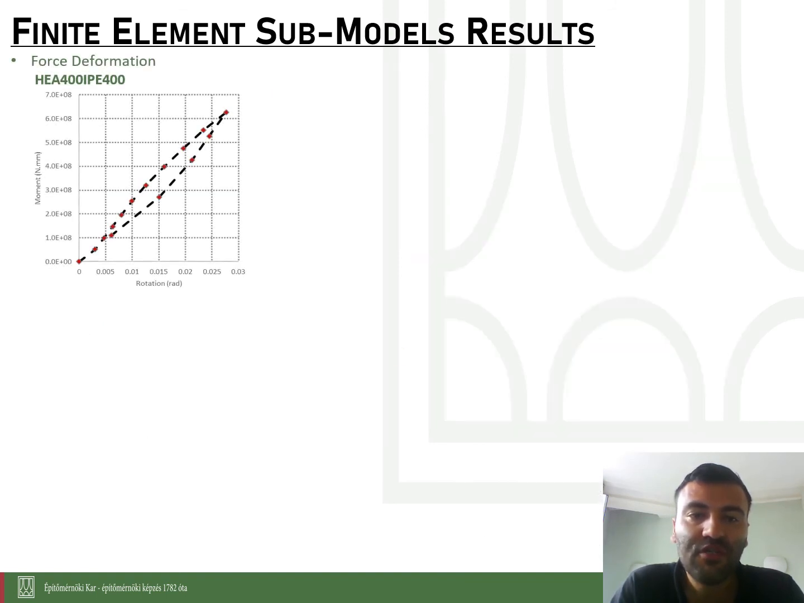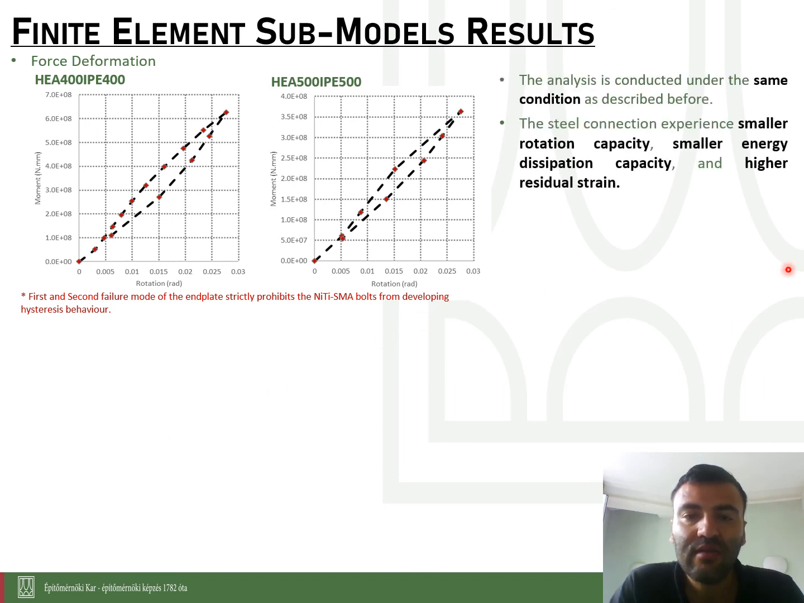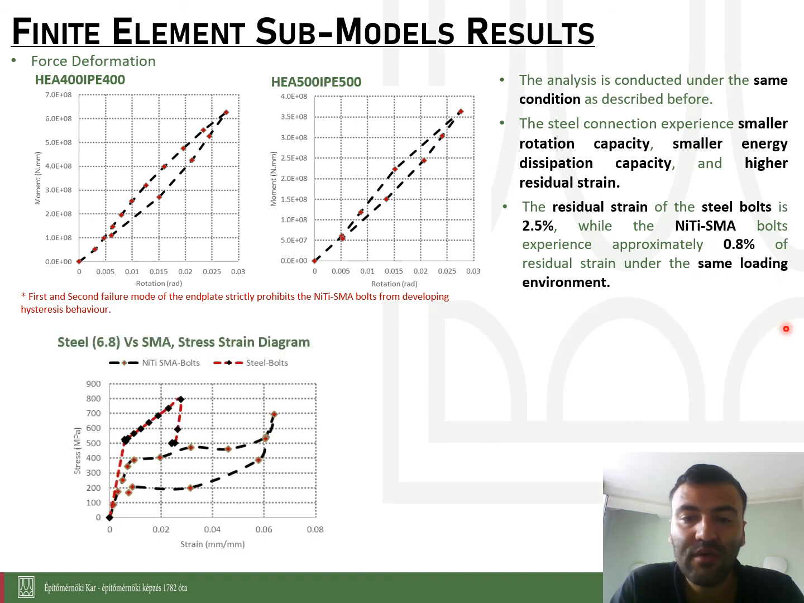The force deformation can be seen here for the first model and the second joint configuration as well. This is the shape that we have. We consider it's not fully hysteresis behavior. That is why we say we have residual deformation in the steel components. The result is compared with the steel bolts, and we found the residual deformation in the steel bolt is 2.5%, while in the SMA bolts it is 0.8%.